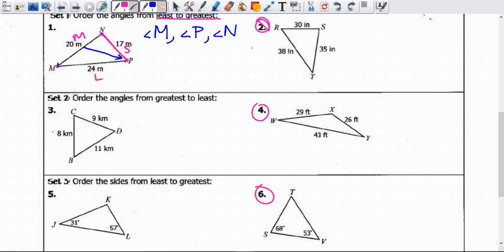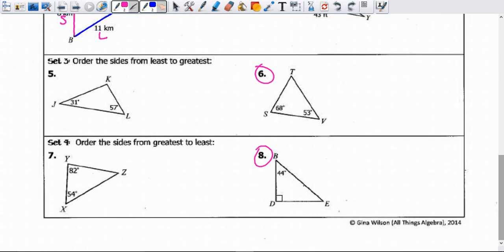So now I have to order the angles from greatest to least. So here's my small side, medium side, large side. But now I want to start with the large, which is BD. So the letter not used is angle C. So angle C is my largest angle. My medium angle would be across from my side CD. So that would be angle B. And then my small side is CB, so the letter not used yet is angle D, which would be my smallest angle. All right.